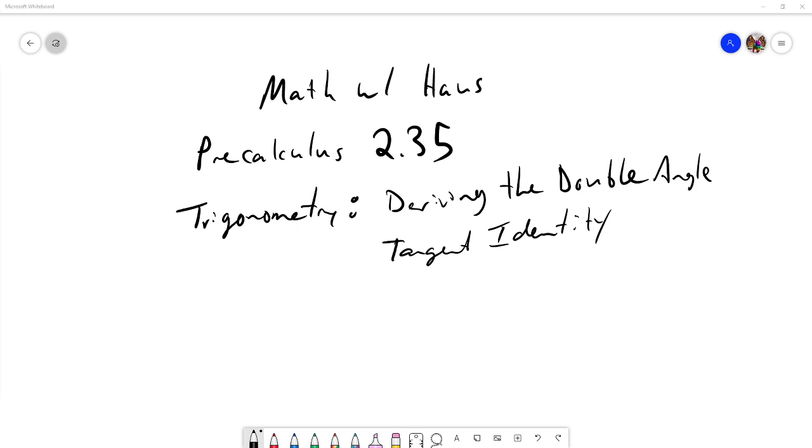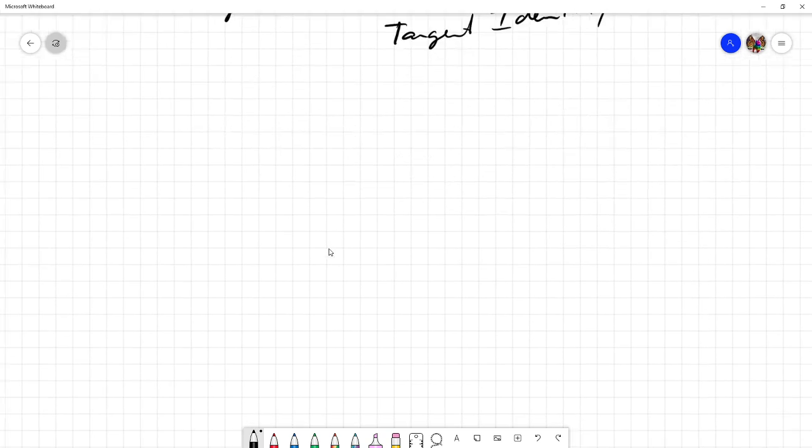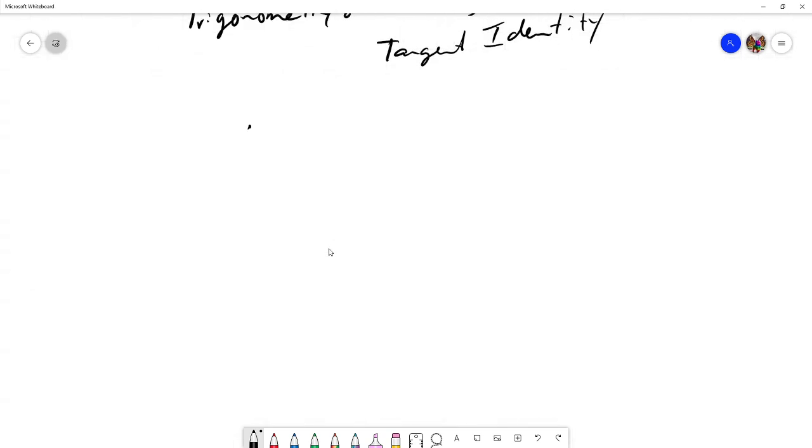We're continuing our investigation in trigonometry, and now we're going to derive the double angle identity for tangent. So, we're going to proceed similar as we have before. We can note that tangent of 2 alpha is equal to tangent of alpha plus alpha.